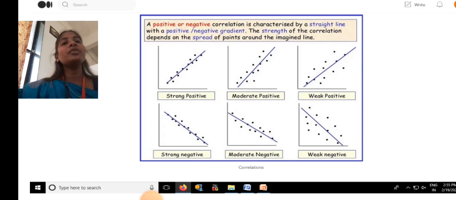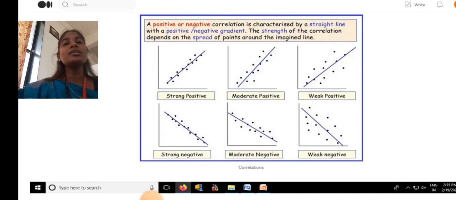Based on that visualized line, we can predict whether it is a strong positive correlation, moderate positive, or weak positive correlation, or else strong negative correlation, moderate negative correlation, or weak negative correlation. If I take positive, within that positive I can segregate whether it is strong, medium or weak. If I take negative, under that also I need to determine whether it is strong negative, moderate negative or weak negative.